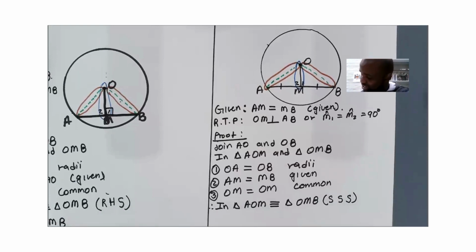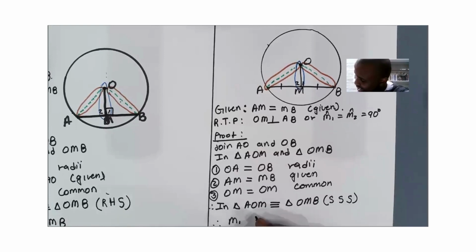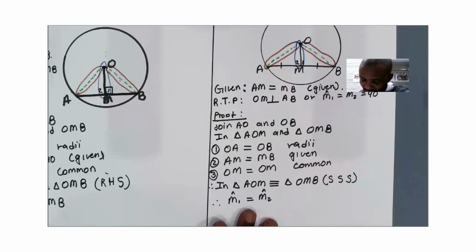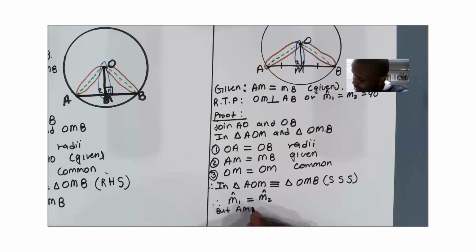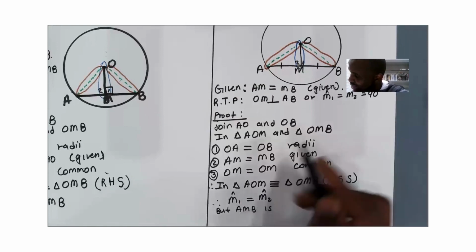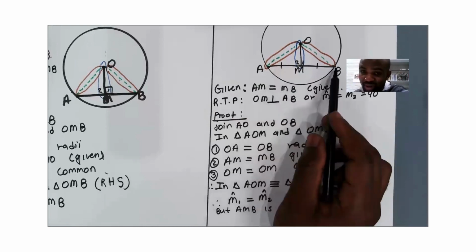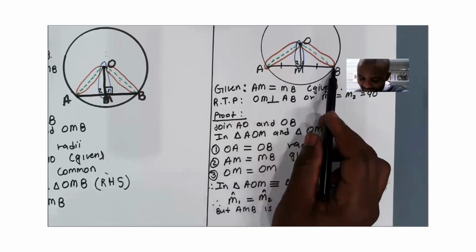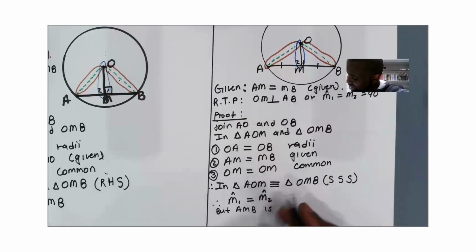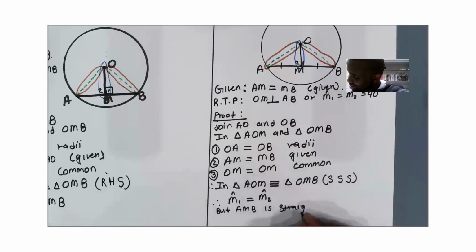Now we have proven our congruence. Now we can conclude. Since therefore, M1 is equal to M2. But look, guys, but AMB, it's what? It's a straight line, this one. AMB, it's what? It's a straight line.